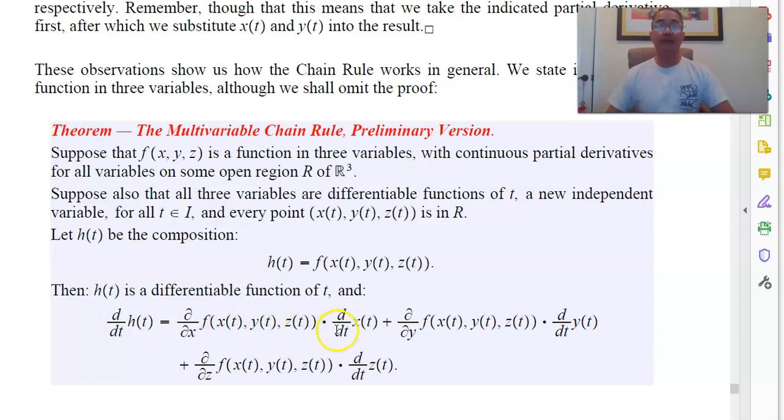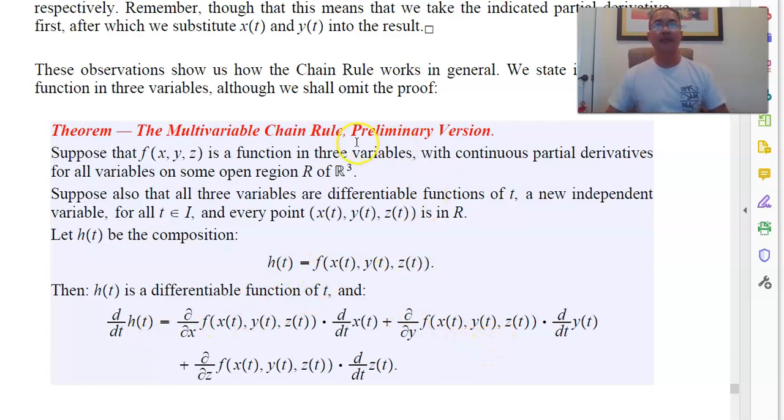Multiply that by the derivative of x of t with respect to t. Okay? Repeat for y, partial of f with respect to y, multiply by dy by dt. Repeat for z, partial of f with respect to z, multiply by dz by dt. Okay? Take all 3 products, add them all together. That is the derivative of this function with respect to t.